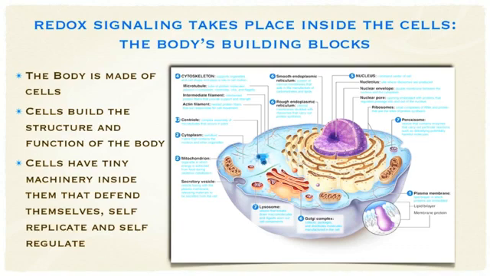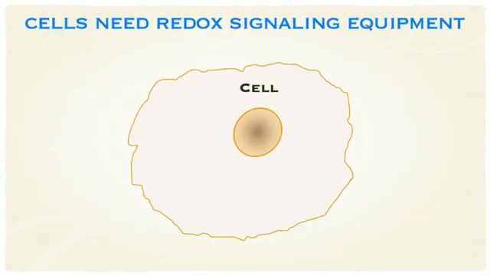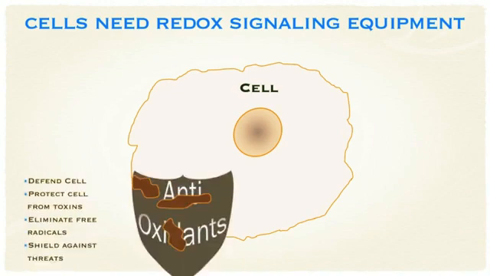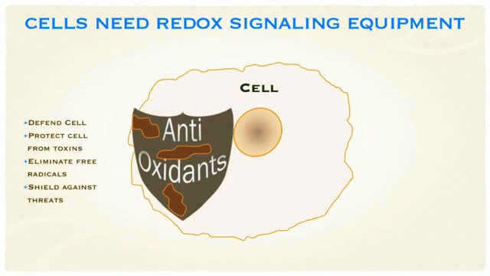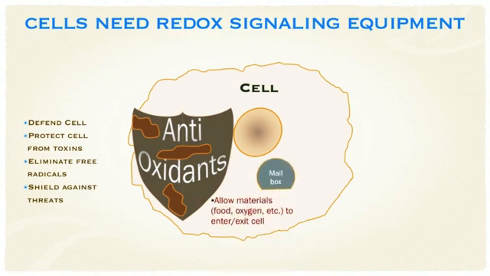But there are three main areas of cell physiology where redox chemistry comes into play. The signaling equipment involves our antioxidants. These are complicated molecules that help defend ourselves from toxins, eliminate free radicals, and help shield against a variety of threats. Additionally, there are membrane transport systems on our cell membrane. We can call them a mailbox, that help allow for the infusion of oxygen and food and the release of waste products and metabolites.